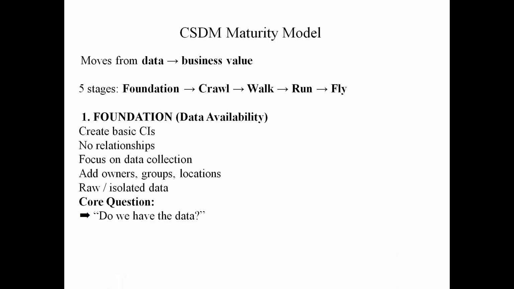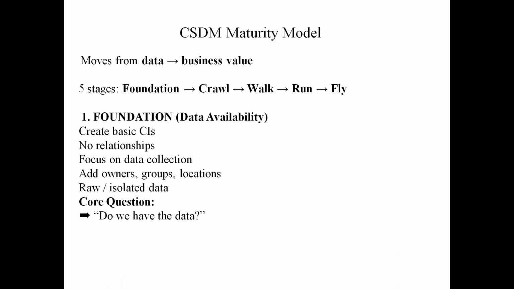So there are 5 stages in CSDM maturity. That is foundation, crawl, walk, run, and fly. Let's understand each stage step by step in a simple way. The first stage is foundation, nothing but the data availability stage. In the foundation stage, the focus is only on data collection.